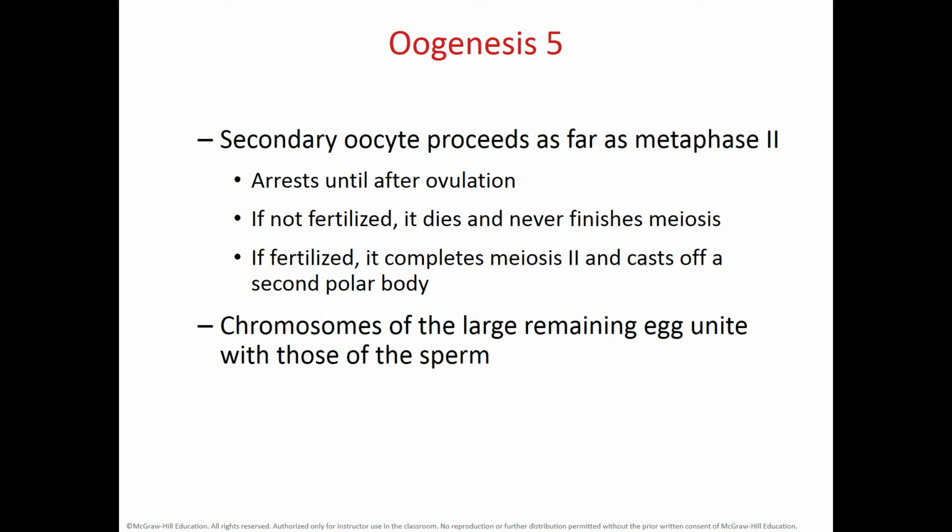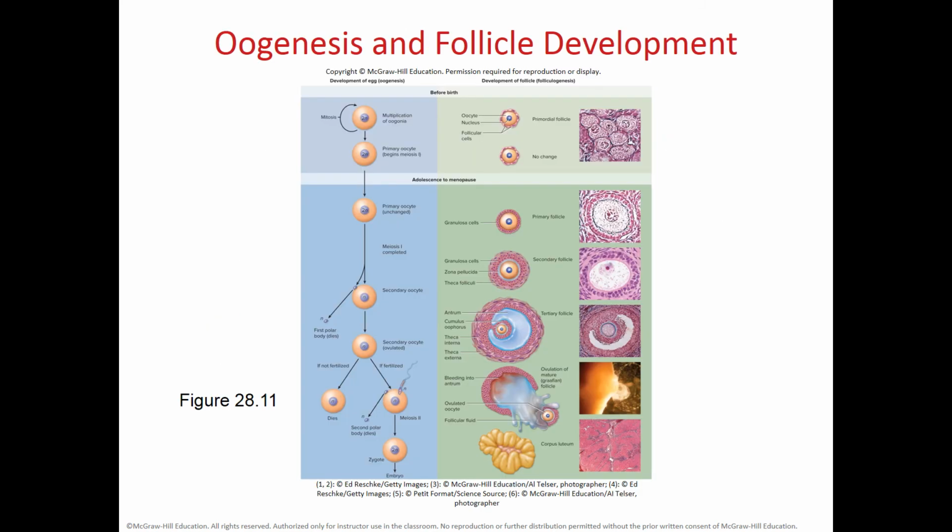The secondary oocyte will then enter meiosis 2. It will go as far as metaphase 2, and it will arrest until after ovulation. If this oocyte is not fertilized, it will never complete meiosis. It's only when the sperm cell fertilizes the secondary oocyte that it can complete meiosis. So you will have this alignment of the chromosomes of the secondary oocyte waiting for the complementary chromosomes coming from the sperm cell, so you can continue meiosis.